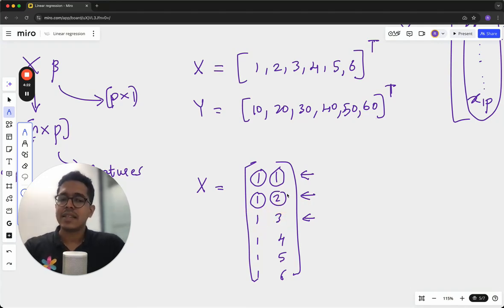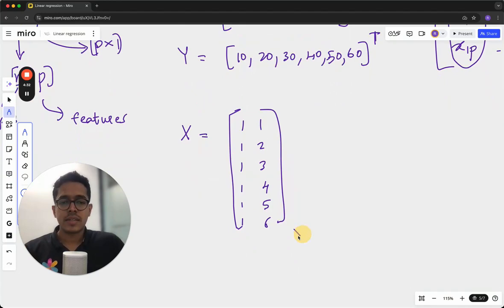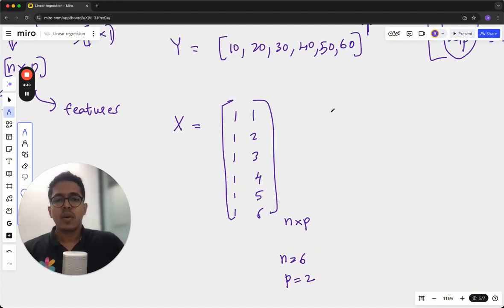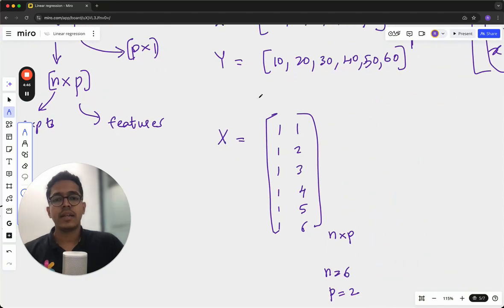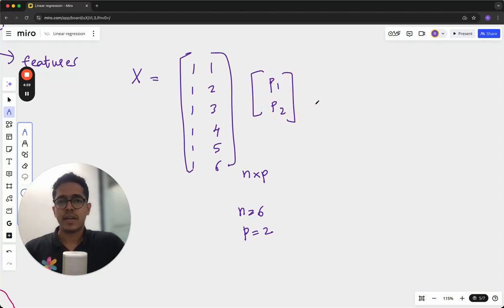So what we are essentially saying is, for every experiment in the n number of experiments, we have p equal to 2, meaning we have 2 features. So this is n by p, where n equals 6 and p equals 2, which means beta should be p by 1. What is that? It should be 2 by 1. Let's say this is p1 and p2. So this is 2 by 1.